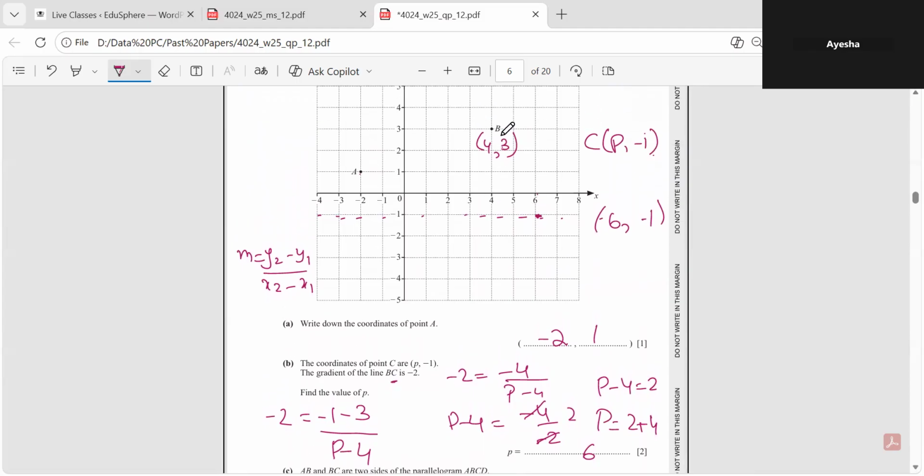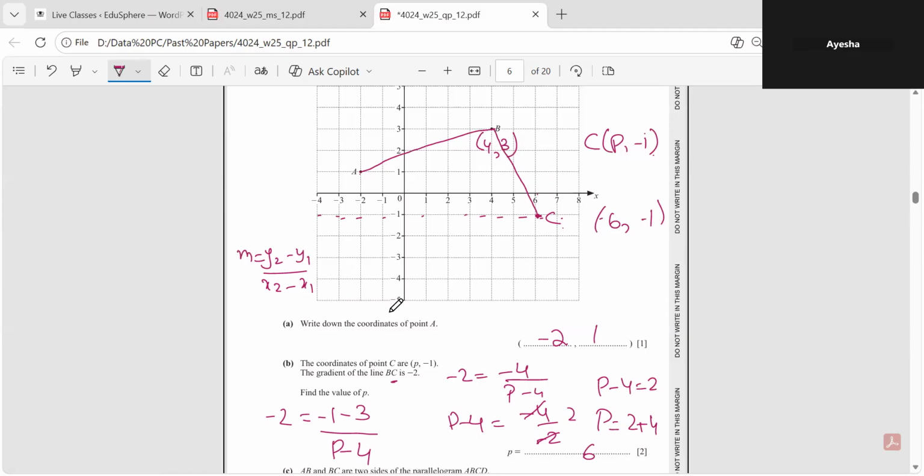This is C, this is B. Now AB and this is BC, this is C. And we wanted to know what is D actually. The D is not known here. But since it's a parallelogram, this distance should be equal to this distance. Similarly, this distance should be equal to this distance.